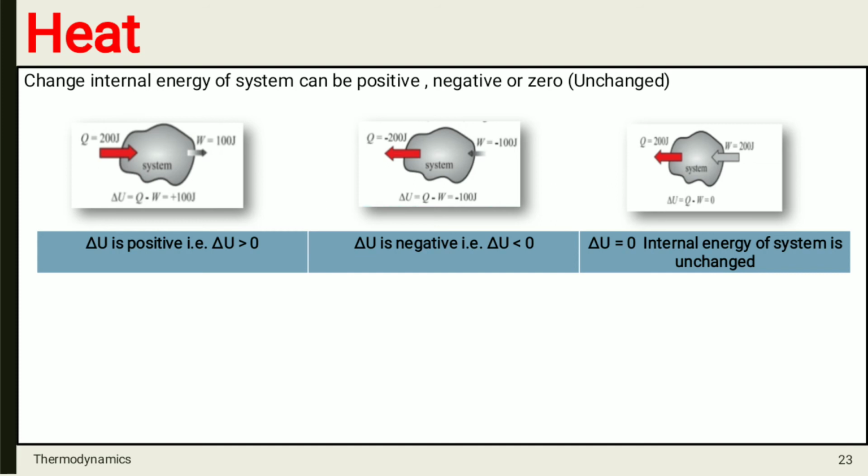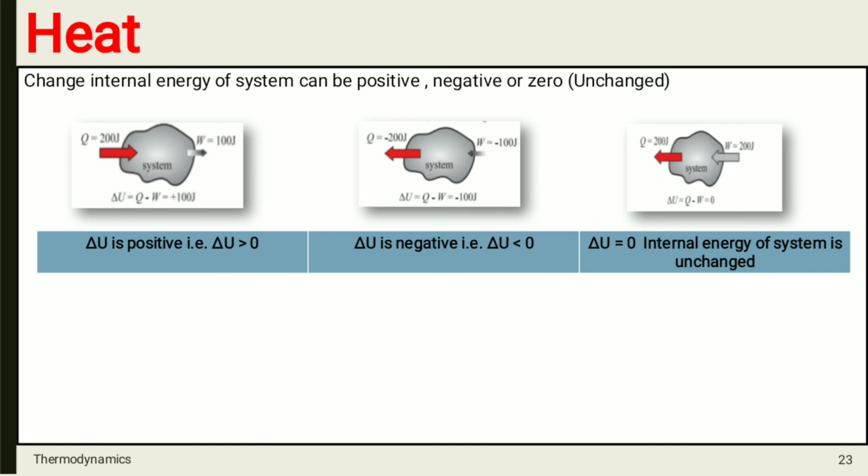As we have seen earlier, Q, that is the amount of heat added to the system, can be positive, negative or 0. Along with that, work done can be positive, negative or 0. So the change in the internal energy, that is delta U, can be positive, negative or 0, that is, you can say unchanged. From these three figures below, you can get a clear idea about how the change in internal energy of the system can be positive, negative or 0.